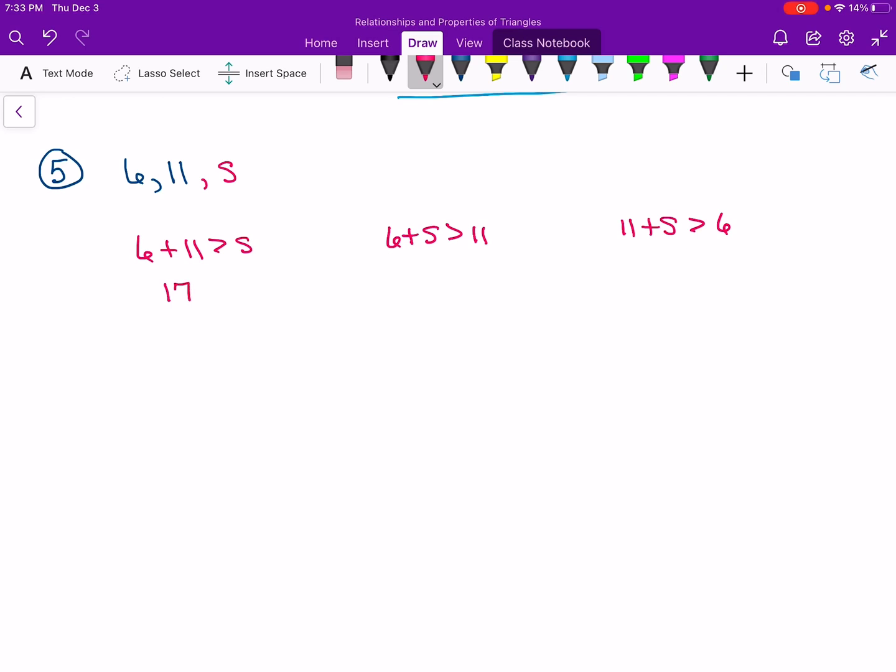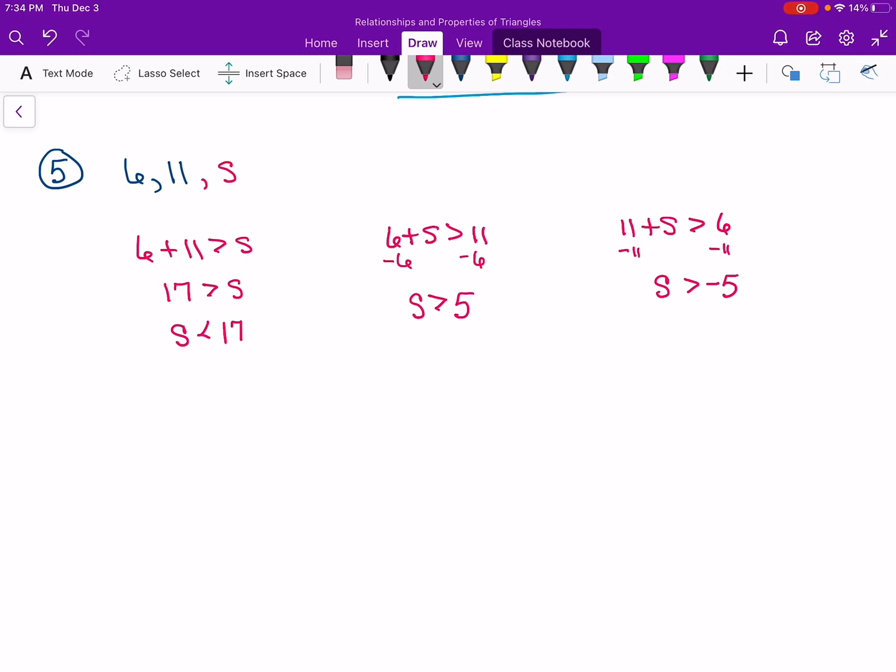6 plus 11 is 17, is greater than S. Or if we switch it around, S is less than 17. The next one, if you subtract 6 from both sides of that inequality, we get S is greater than 5. And the next one, subtract 11 from both sides. So S is greater than -5.